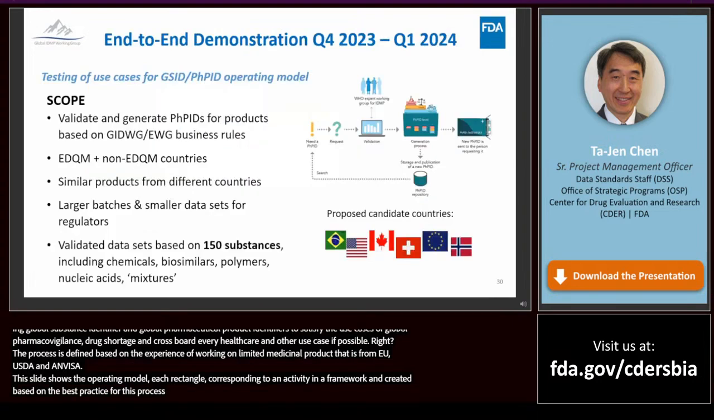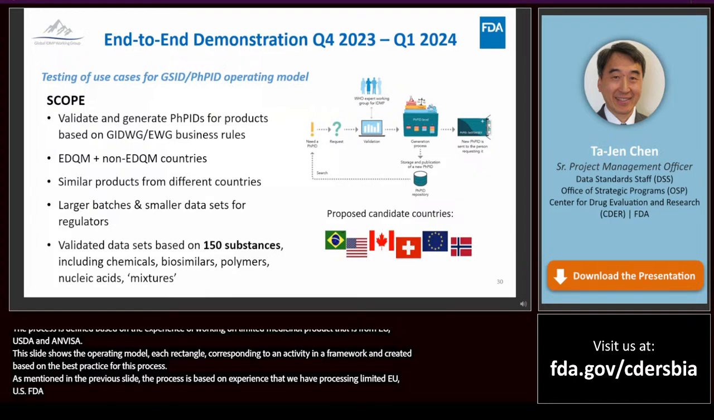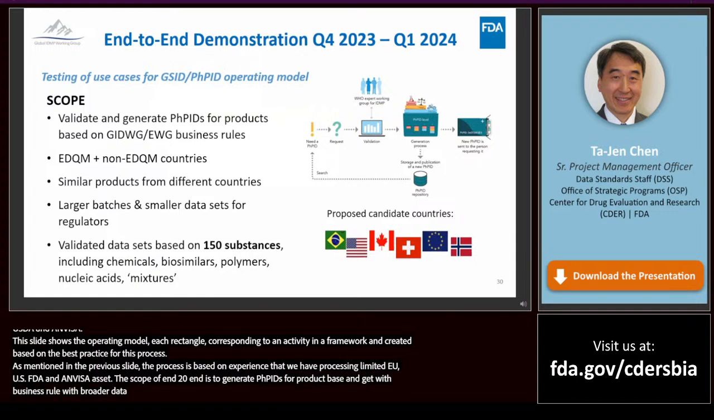As mentioned in the previous slide, the process is based on the experience that we have on processing the limited EU, US FDA, and Anvisa data set. So the scope of the end-to-end testing is to validate and generate PHPIDs for product based on GIDWG business rule with broader data set from at least 1 more countries, and including countries using EDQM dose form and countries that don't use EDQM as dose form.